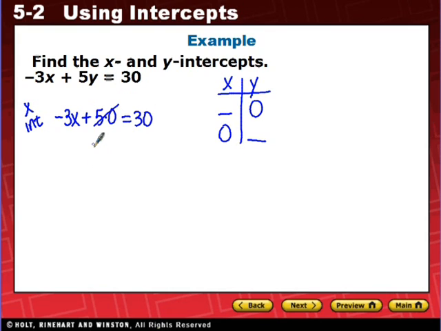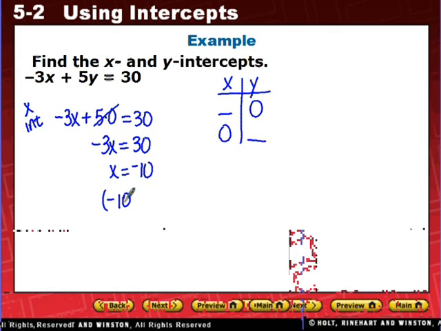And so I have negative 3x equals 30. X equals negative 10. So that's the x-intercept. It's at negative 10, comma, 0.